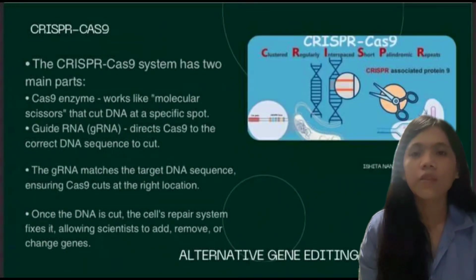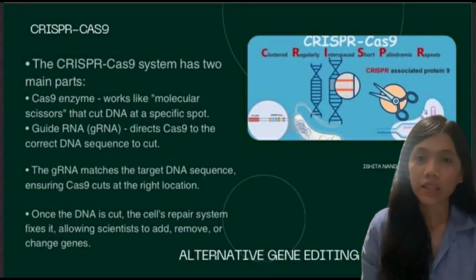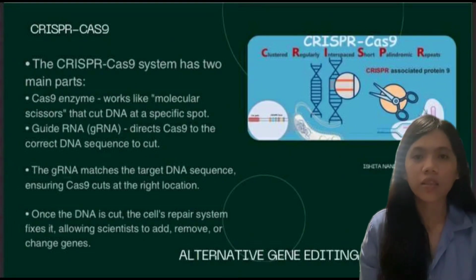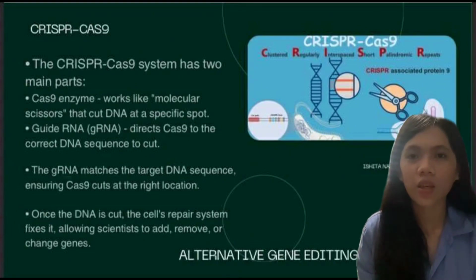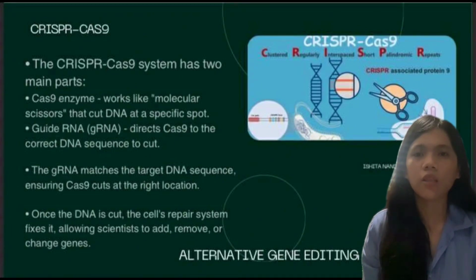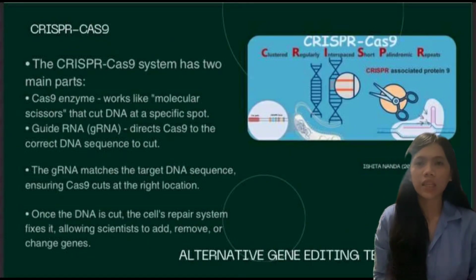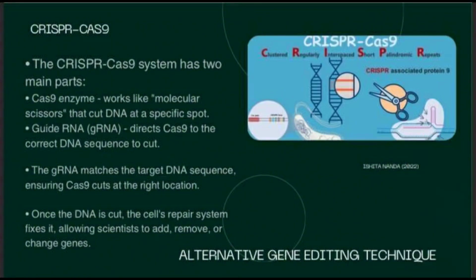Second is CRISPR-Cas9. CRISPR-Cas9 is a gene editing tool that works like precise molecular scissors. It has two main parts: the Cas9 enzyme, which cuts the DNA, and the guide RNA, which directs Cas9 to the exact spot that needs editing. After the DNA is cut, the cell naturally repairs itself, allowing scientists to add, remove, or change specific genes. This makes CRISPR-Cas9 a powerful method for studying genes and treating genetic diseases.